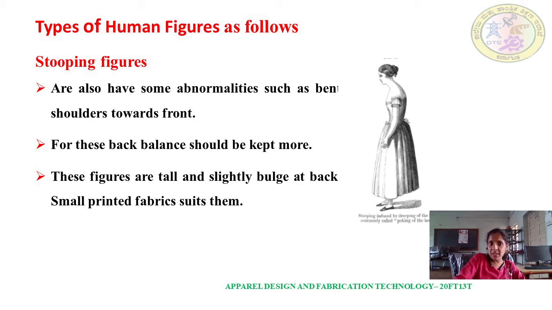And then for this, the back balance should be kept more due to the abnormality at the shoulder and neck area. The back balance should be kept more, so that to maintain the balance in the garment or pattern, it is essentially required. And then these figures are a bit tall. Due to the overweight at the neck area, these figures are bent forward. So only small printed or light materials would be preferable for them.